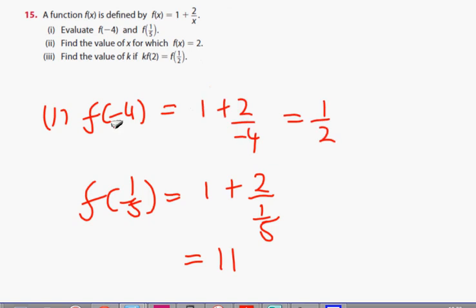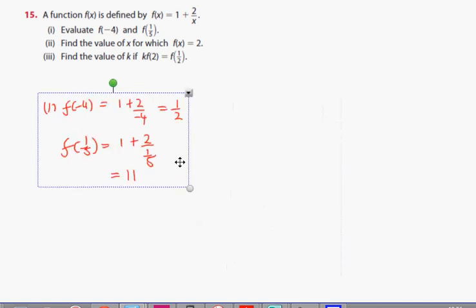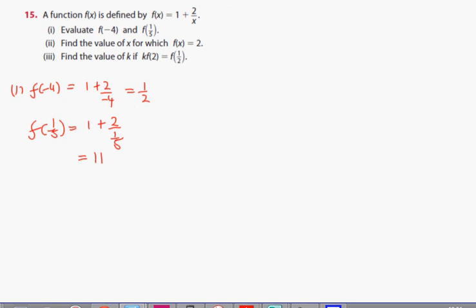Number 2. Find the value of x for which f of x equals 2. So that's the answer to part 1 there. Now I'm on the answer to part 2. Now, output equals 2. 1 plus 2 over x equals 2. What's stopping us from doing this question at the moment? What would stop you from getting the answer right away? The fraction. Any idea how to get rid of the fraction?